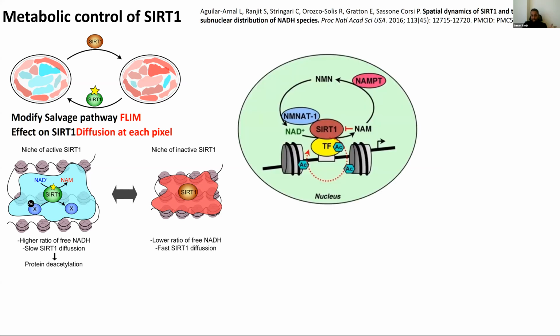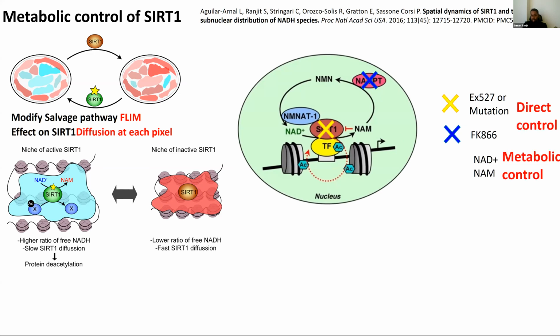And the way we did it, we control SIRT1 activity by either mutating or adding a drug called EX527, which blocks SIRT1 activity. We also block this salvage pathway by adding a dye which blocks this enzyme NMPT, which are our direct controls, and then our metabolic control is addition of NAD plus and NAM to force this to go back one way or the other.